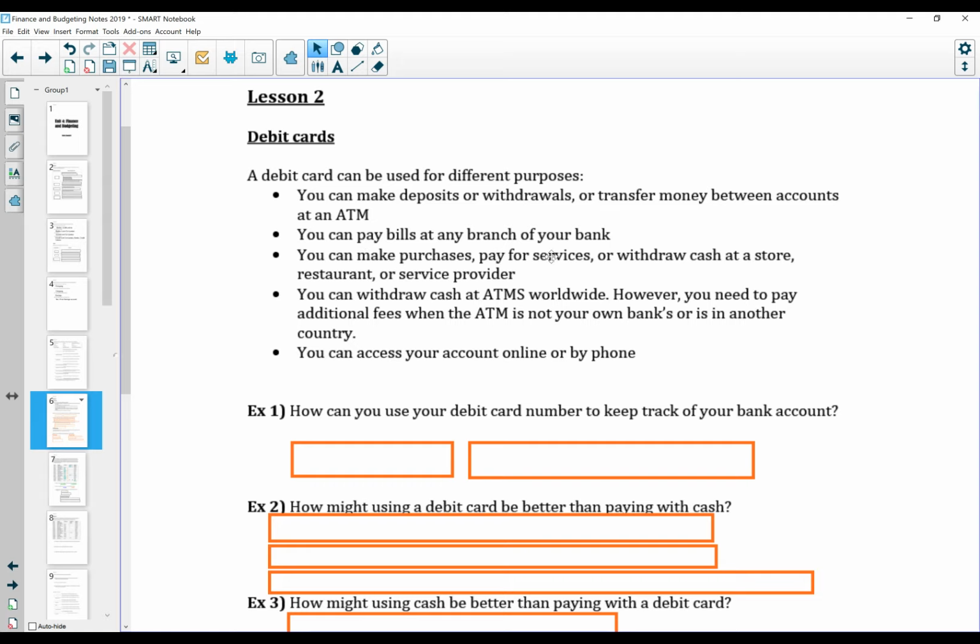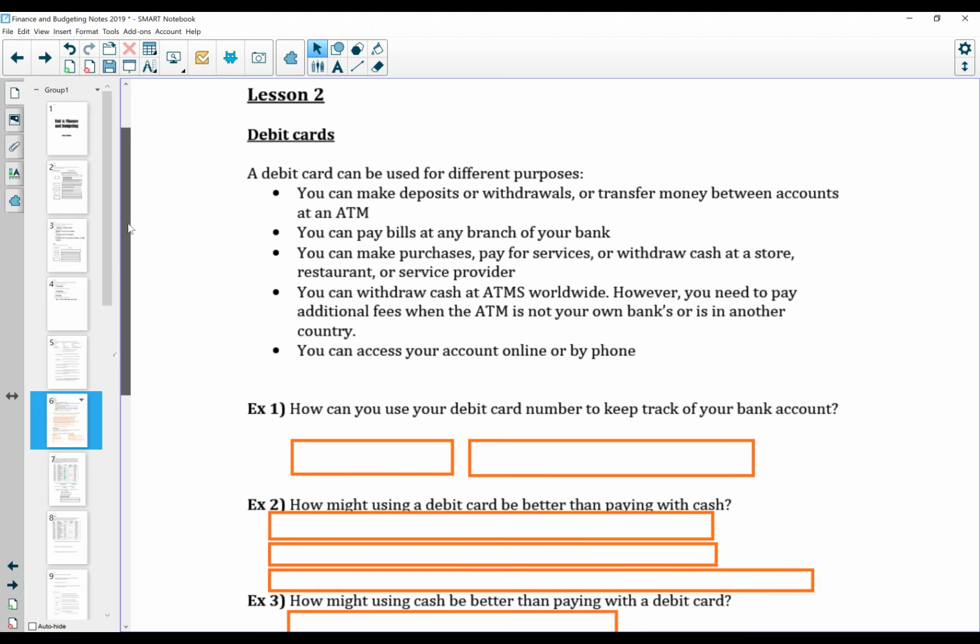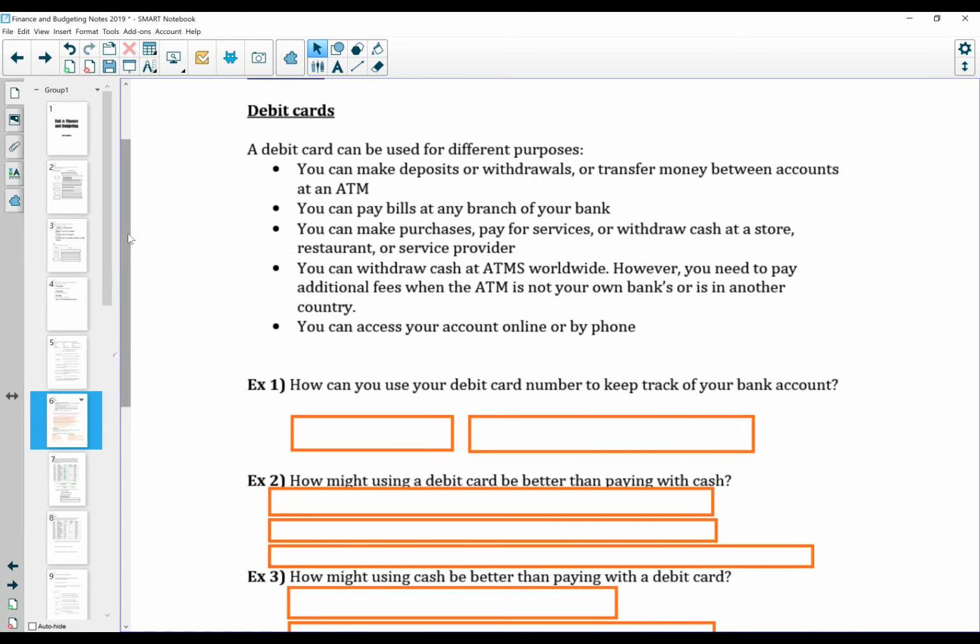So if you go into your bank and you want to pay a bill, you just use your debit card, and then you can talk to the teller about how much you want to pay, or you can probably even do that in an ATM these days. You can make purchases anywhere, pretty much. You can pay for services. You can withdraw cash at a store, a restaurant, or a service provider.